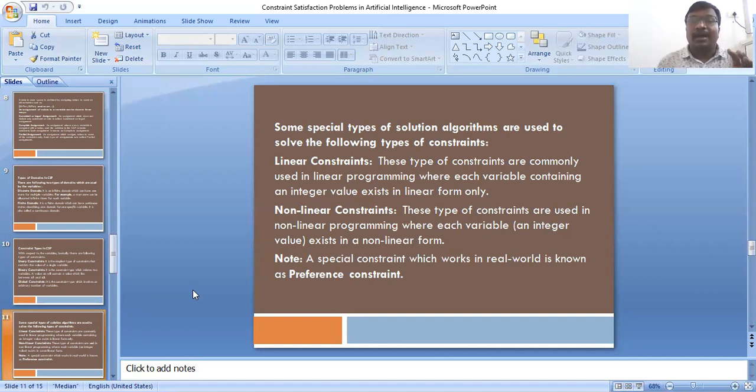Next, non-linear constraints. This type of constraint is used in non-linear programming, where each variable, that means an integer value, exists in non-linear form. Next, a special constraint which works in the real world is known as the preference constraint.